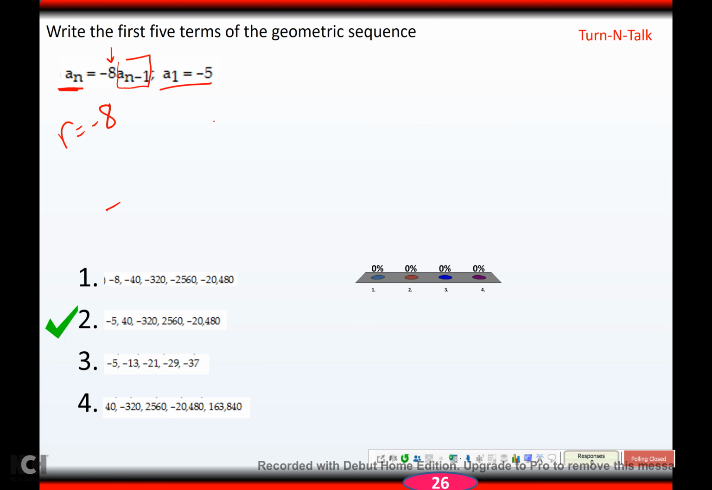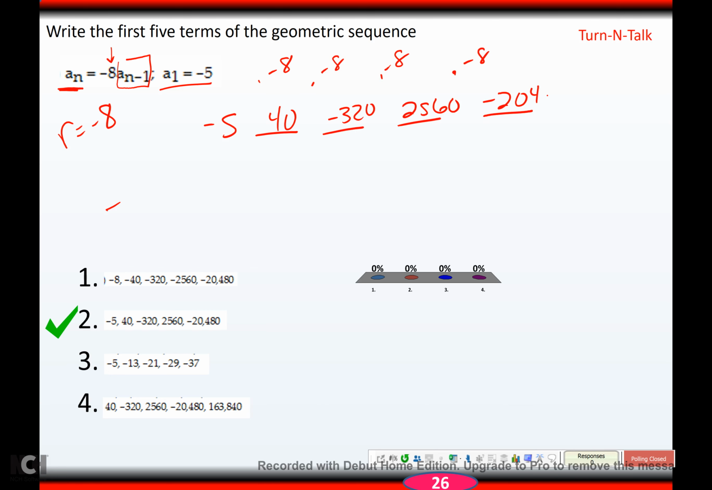So if my first term is -5, to get my next term, times -8 would be 40, times -8 would be -320, times -8 would be positive 2560, times -8 would be -20,480.